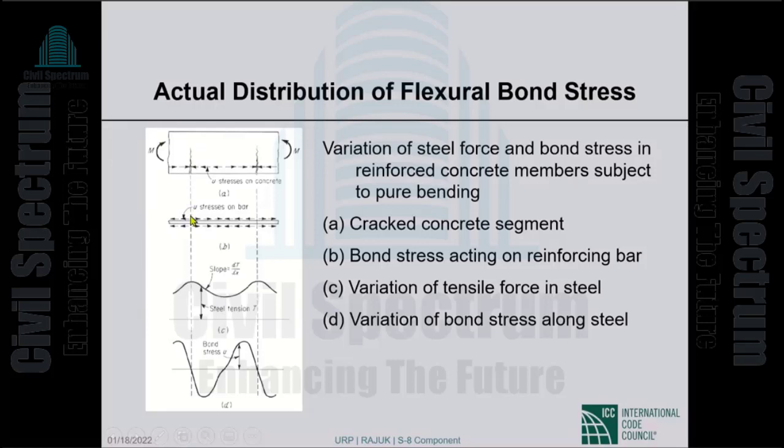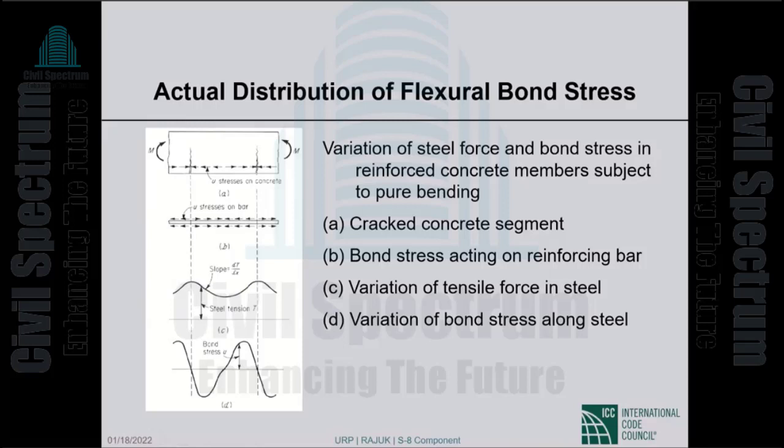Where the concrete cracks, the concrete does not carry any tension. So the tension in the reinforcement goes up. In between the cracks, concrete still carries some tension. So the steel tension goes down, and again at the next crack, the steel tension picks up. So the tension in the reinforcing steel is not constant. It varies between cracks as shown in the picture.